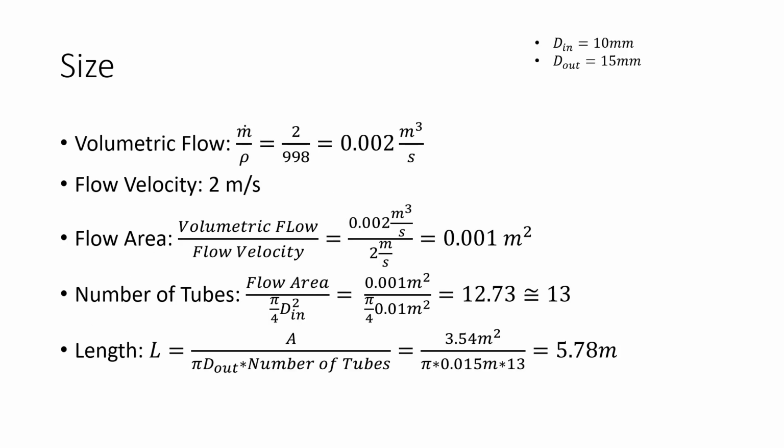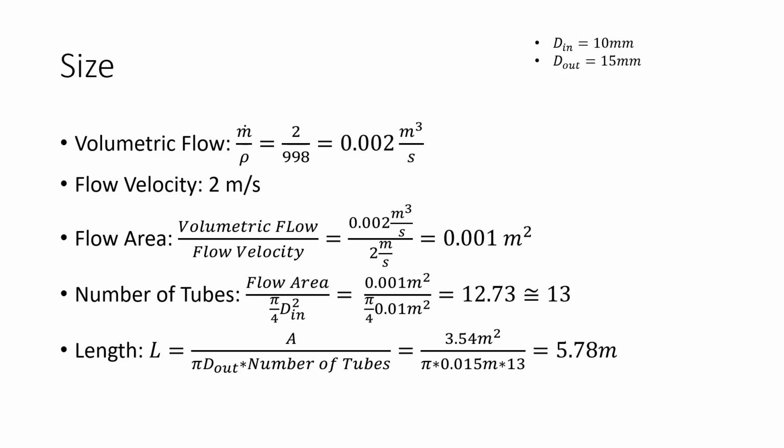Next up, we can solve for the design, or the size of the system. In this system, the volumetric flow rate is 0.002 cubic meters per second. This is given from dividing M dot by rho, of the water. For the flow velocity, this is a number that we can choose, and I am choosing 2 meters per second as a given velocity. Dividing these two numbers results in a flow area of 0.01 meters squared.